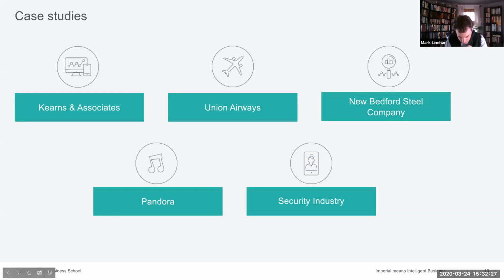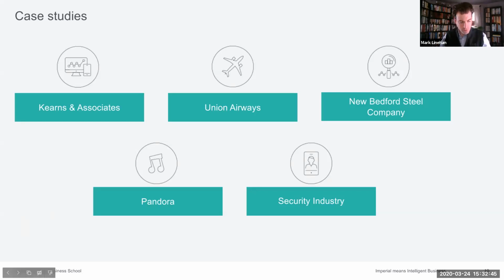We'll be looking at the problem of Union Airways, which is a personnel scheduling problem where the company needs to man a call center to respond to their customers.